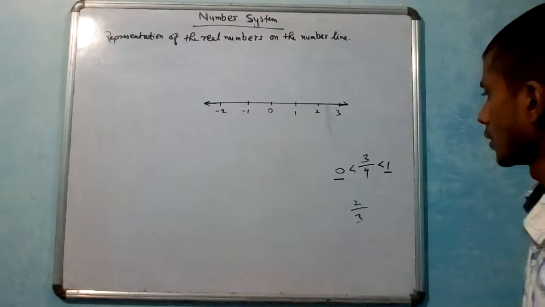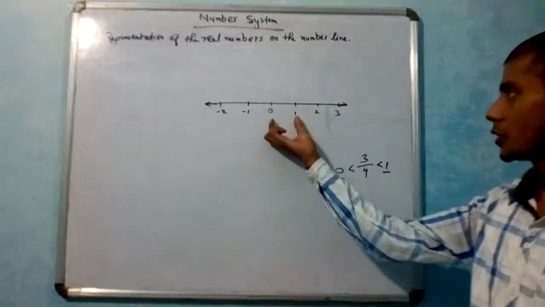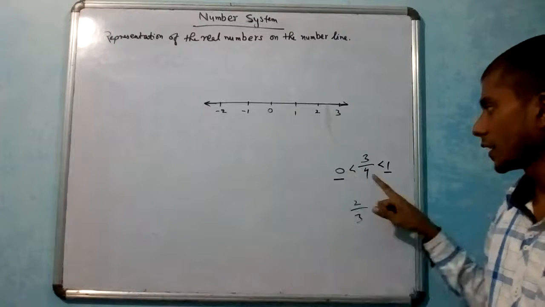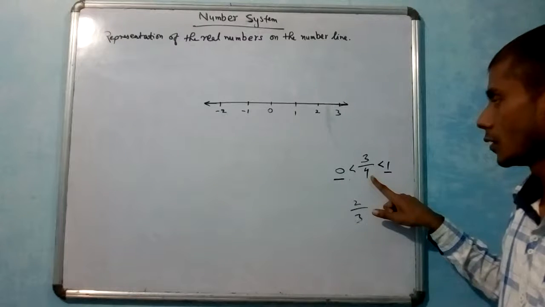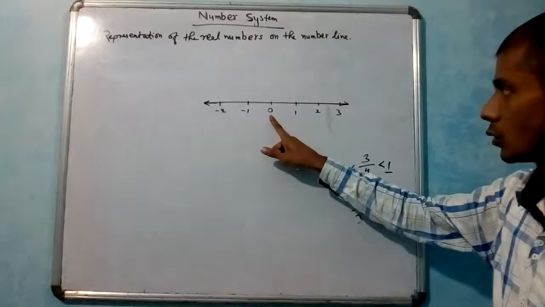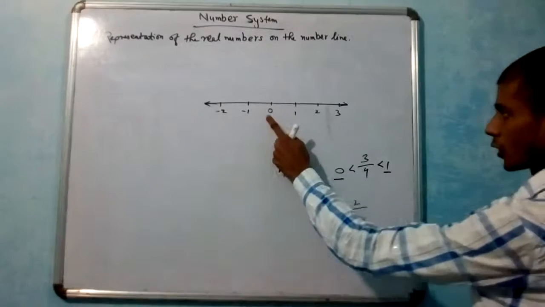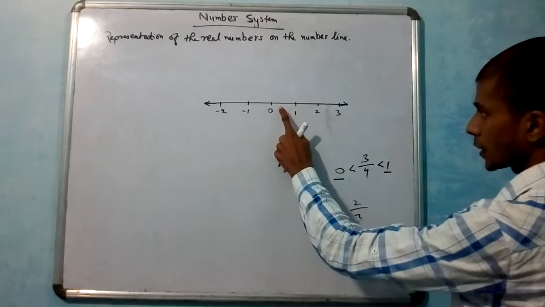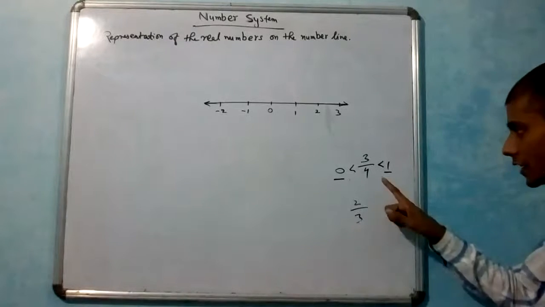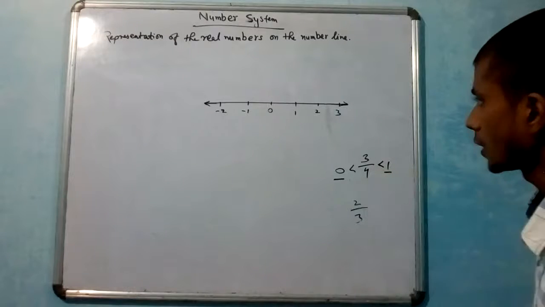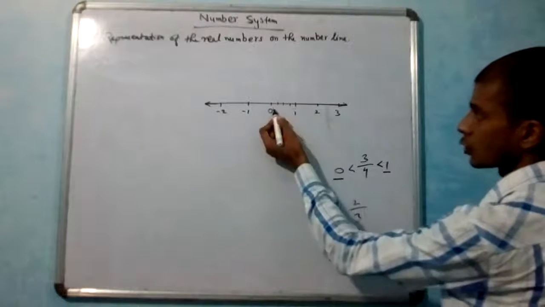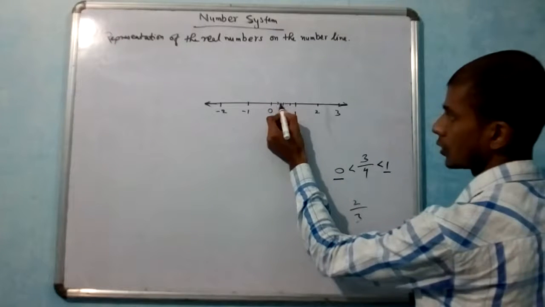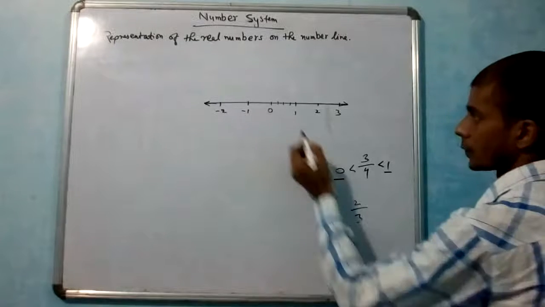Now how to represent it? Between 0 and 1, whatever is the distance, divide it into 4 equal parts, and start counting from 0 and go. So it will be 1 by 4, the first part, the second part will be 2 by 4, and the third part will be 3 by 4. See, I divided this 0 to 1 distance into 4 equal parts: 1, 2, 3, 4. The first part is 1 by 4.